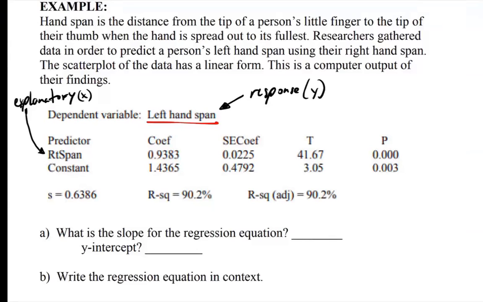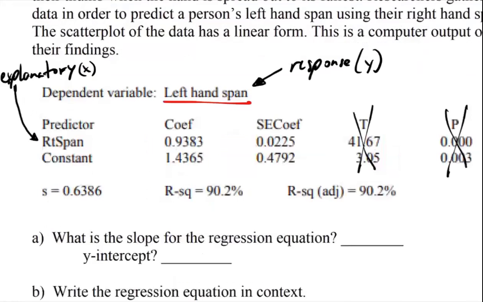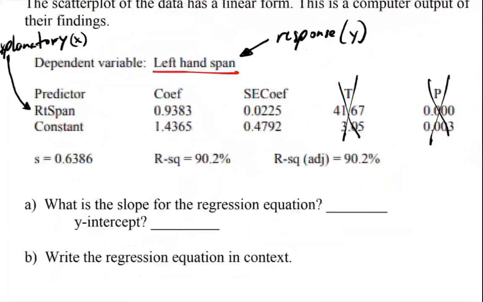Got that? Now we have a couple things on here that we're going to ignore. So I'm going to cross out some things. They're important and we'll talk about them probably second semester, but for right now we don't need it. See this P stuff right here? Cross it out. This T stuff over here, cross it out. We'll come back to that stuff second semester. Only focus on what we need.